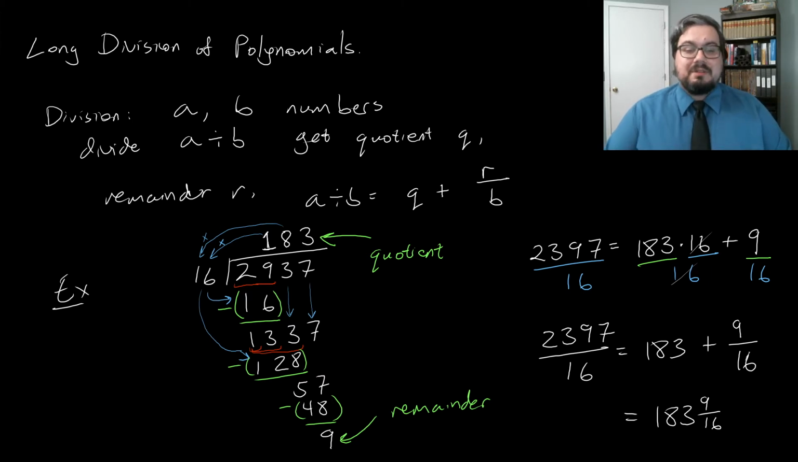The division algorithm allows us to write a big number like 2,397 in terms of a multiple of a smaller number plus some remainder. This is the basic idea behind long division of numbers, and it turns out we can do the same thing with polynomials. It's possible to express polynomials in terms of other ones using quotients and remainders. Now, these quotients and remainders are also polynomials.